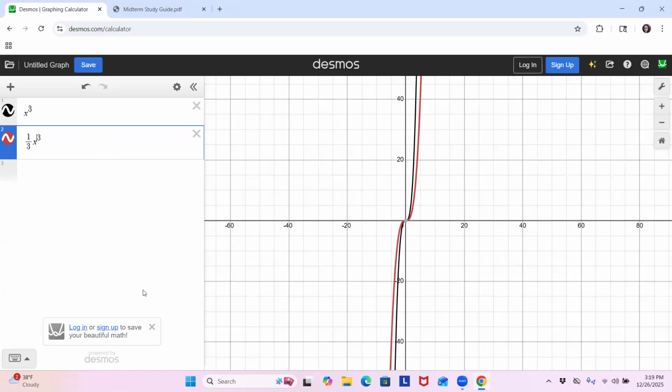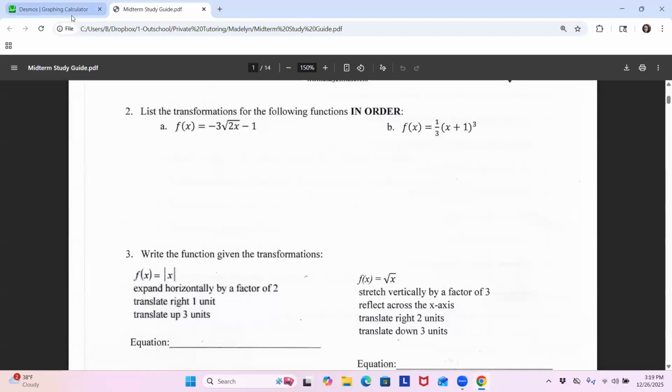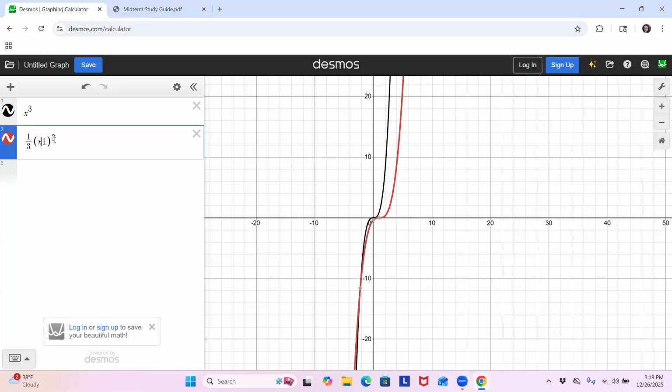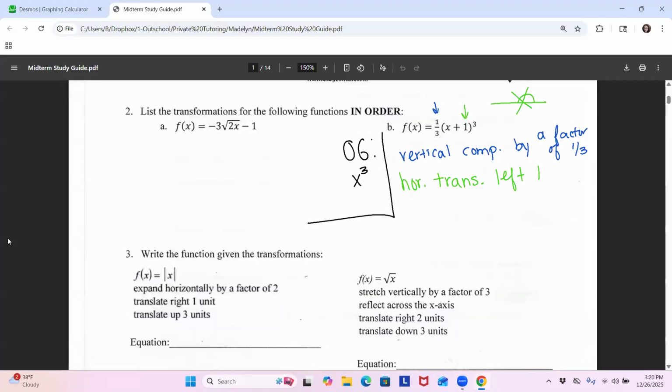And then we're going to take it to the left 1. There you go. You can see it went to the right 1 unit. Did we have plus or minus? We had plus. Sorry. There we go. Went to the left. And is that what I had? Yes. Alrighty, that one was a little easier to see than part A.